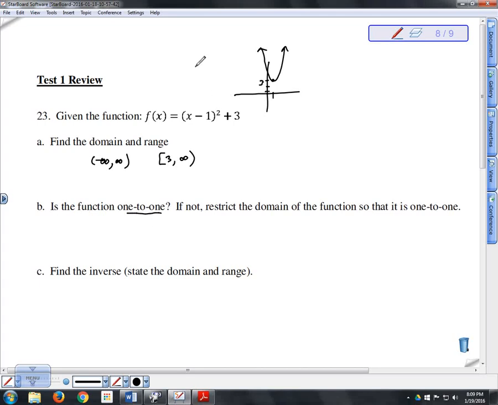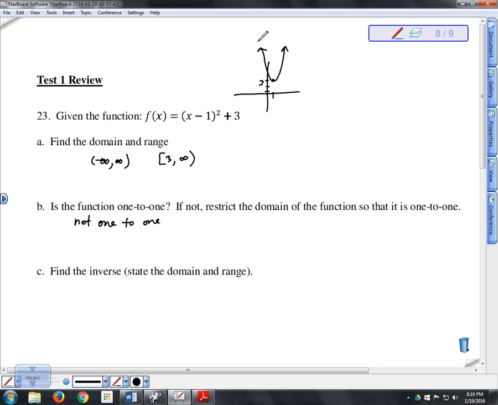Remember, the horizontal line test can help you determine that. This graph fails the horizontal line test, so it is not 1 to 1. And that's a problem because part C wants us to find the inverse. In order to ensure that the inverse is a function, we've got to make sure that the original function is 1 to 1. So that's what this second part of part B is asking you to do. Restrict the domain of the function so that it is 1 to 1. Essentially, we're trying to make this graph pass the horizontal line test.